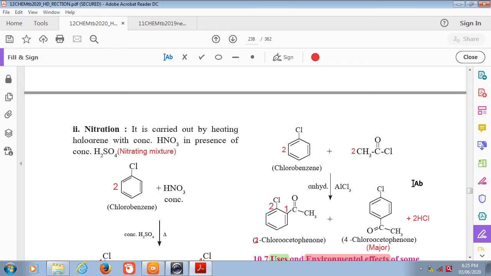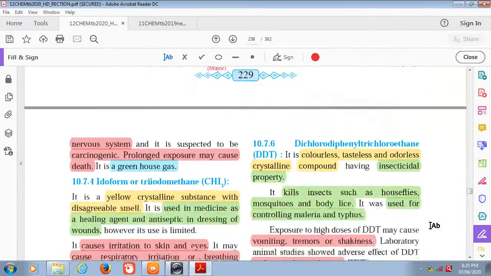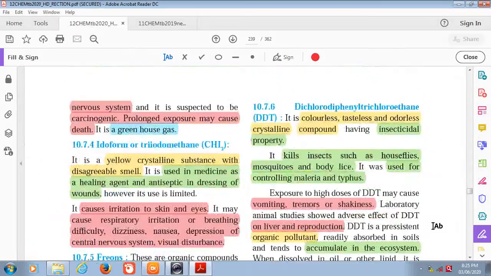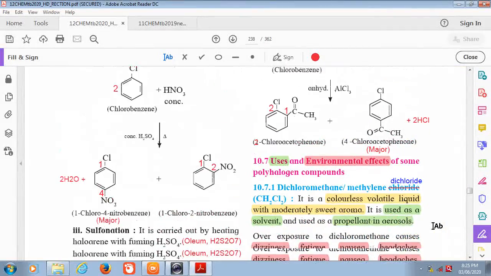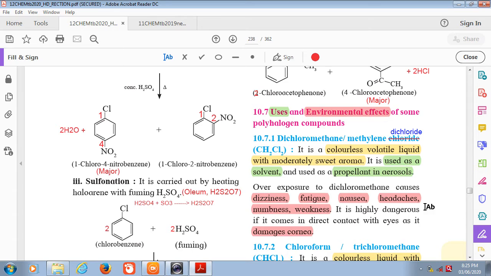Aromatic compounds generally prefer electrophilic substitution reactions. Then the last point is the uses and environmental effects of some polyhalogen compounds. So let us see the first compound, dichloromethane or methylene dichloride. The compound is CH2Cl2. There are some properties which are shown with yellow color. The uses are shown with green color, and the side effects or environmental effects are shown with pink color.